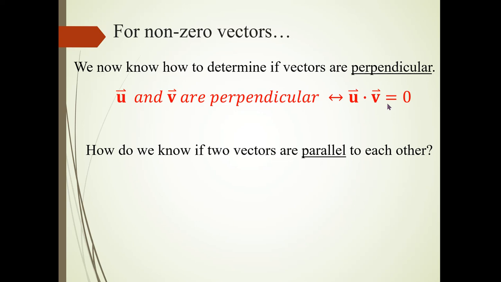Actually, you already know how to determine if two vectors are parallel to each other, because we talked in earlier videos about how parallel vectors are just going in the same direction, but they don't necessarily have the same magnitude. So if one vector is a scalar multiple of another vector, then those vectors are going to be parallel, because the scalar would just change the length of the vector. It would not change the direction of the vector.